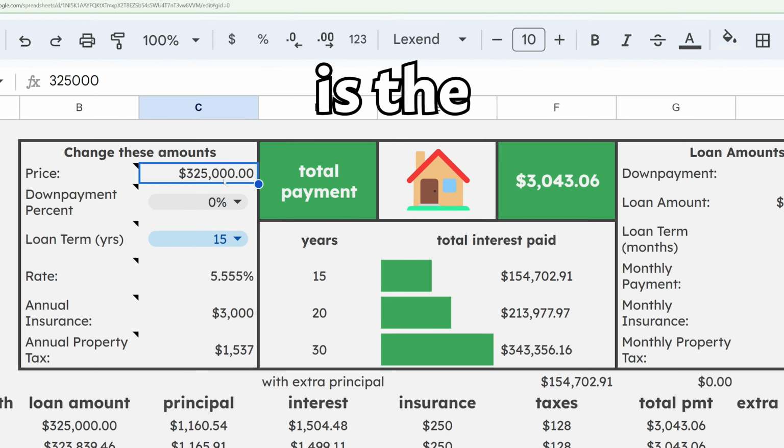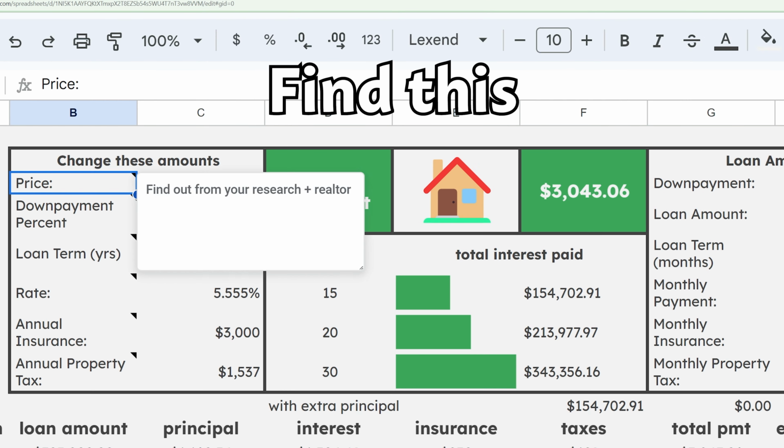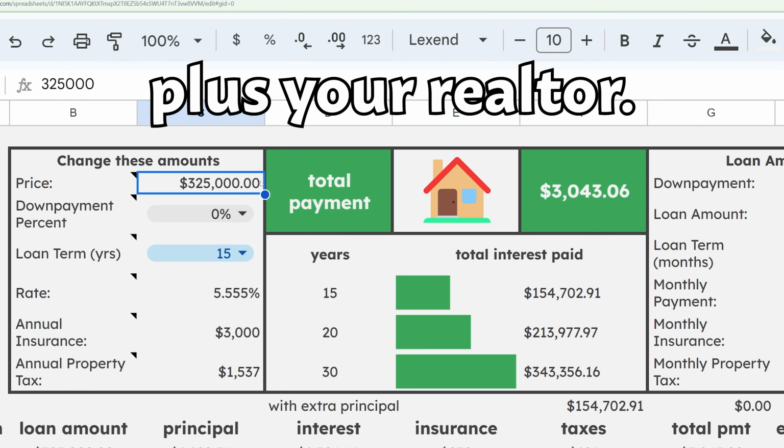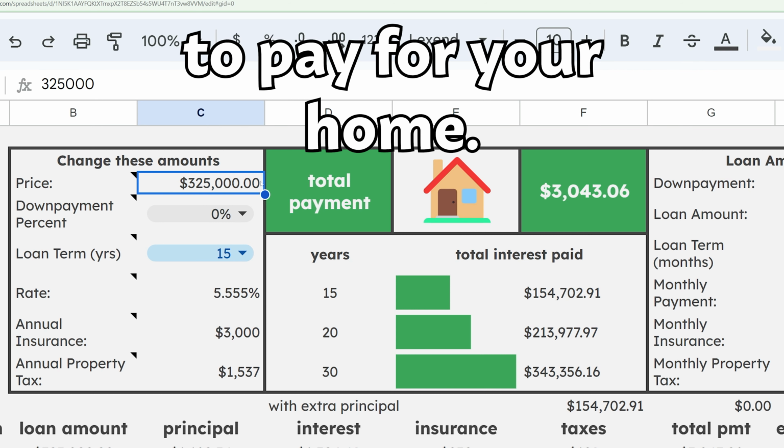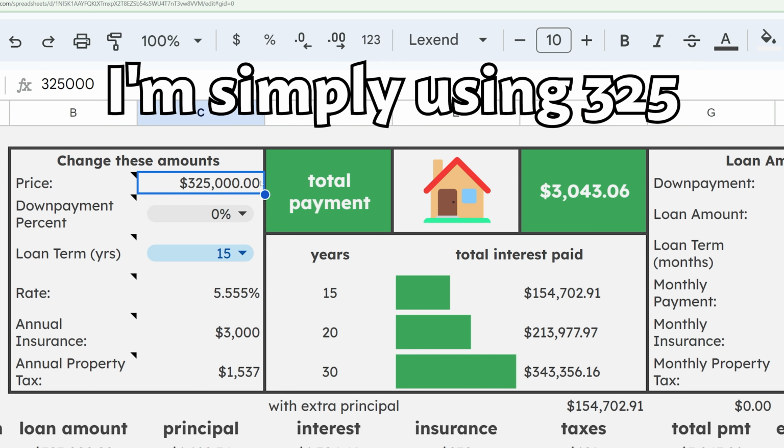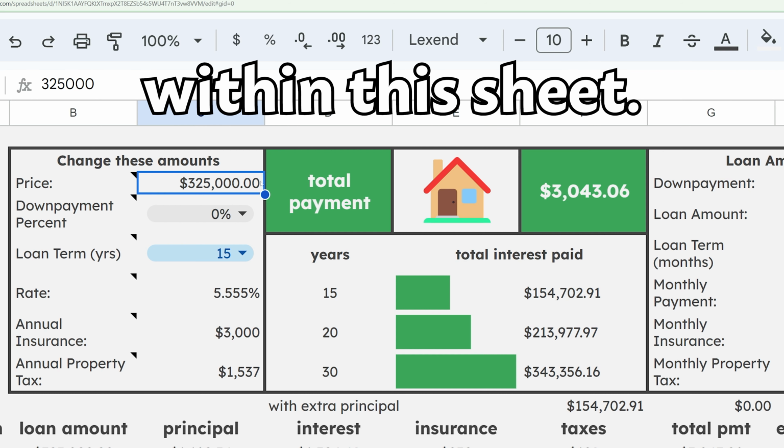The purchase price is the purchase price. Pretty straightforward. Find this from your local market research plus your realtor. This is what you expect to pay for your home. I'm simply using $325,000 as an amount we can play with in this sheet.